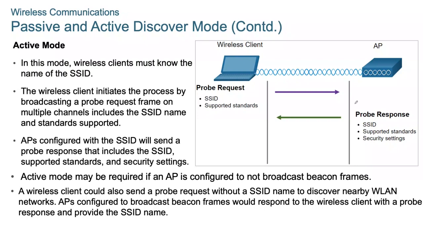So there are two ways in this wireless communication from your wireless client to your access point association. One is active mode, another one is your passive mode. So in this active mode, what happens? The wireless client manually sends the SSID and supported standards for authentication purposes, and it will get the response from your access point if your access point is free, right? So that is the difference between the active mode and the passive mode of your devices.